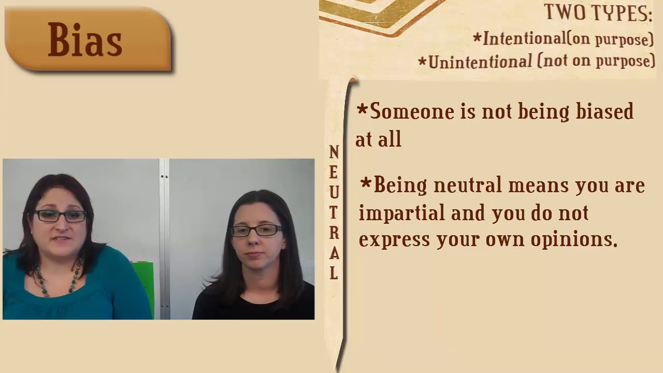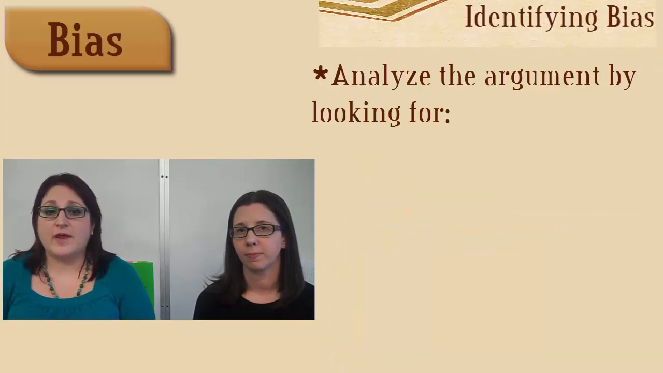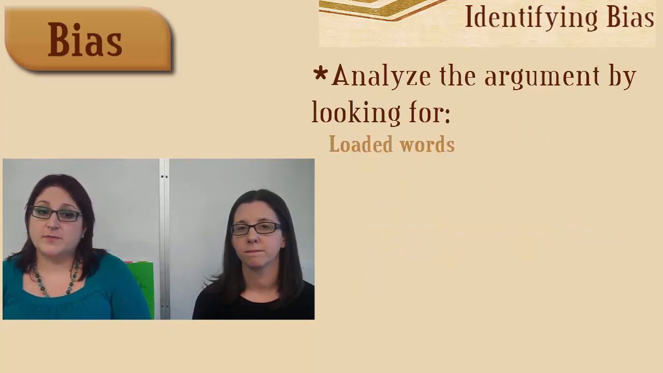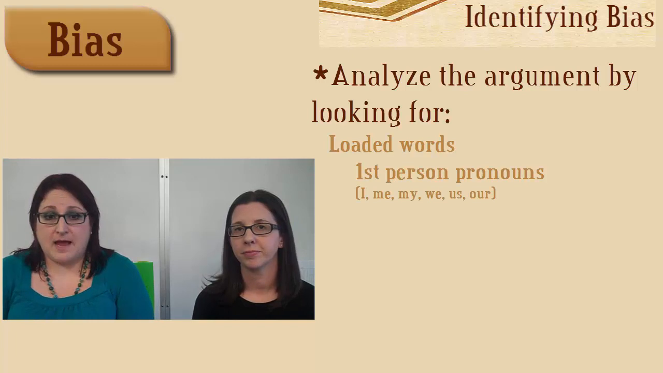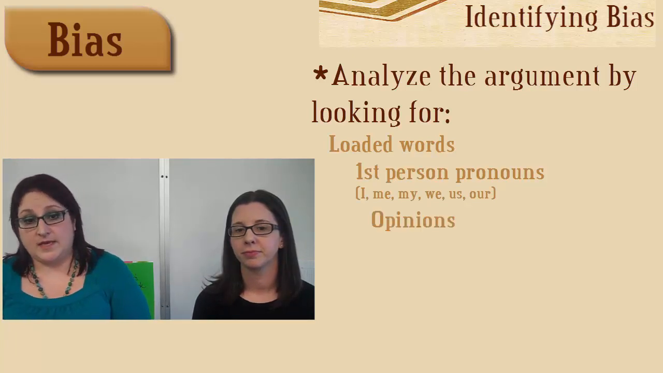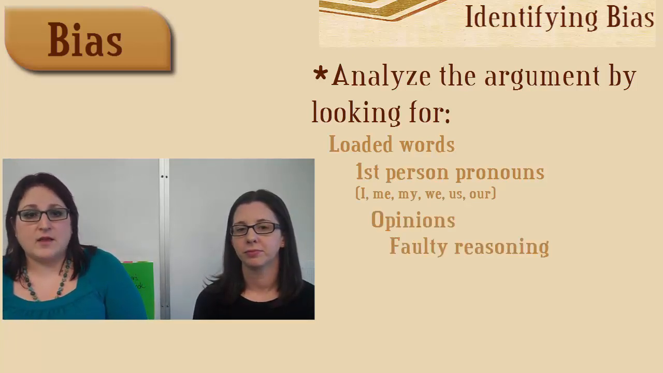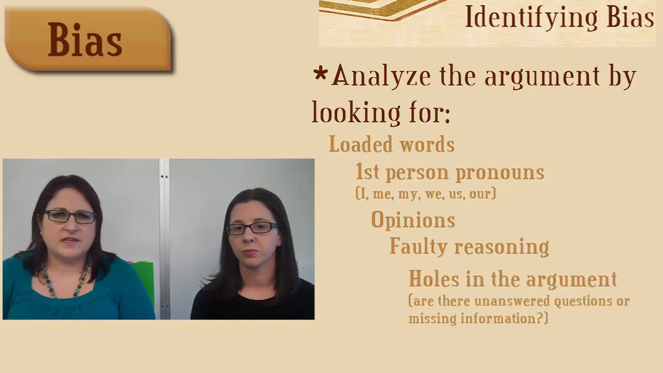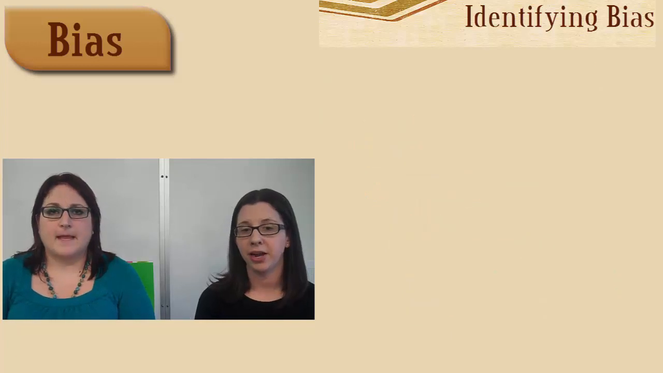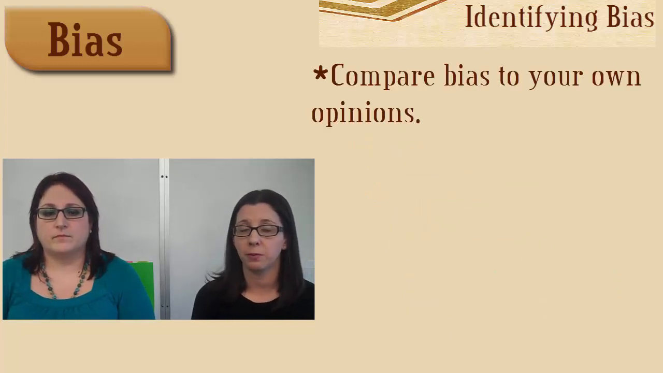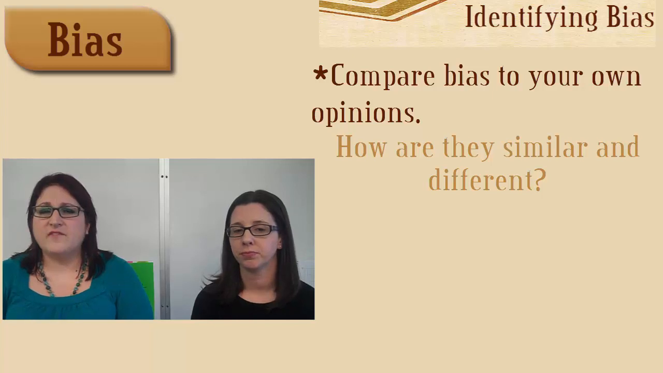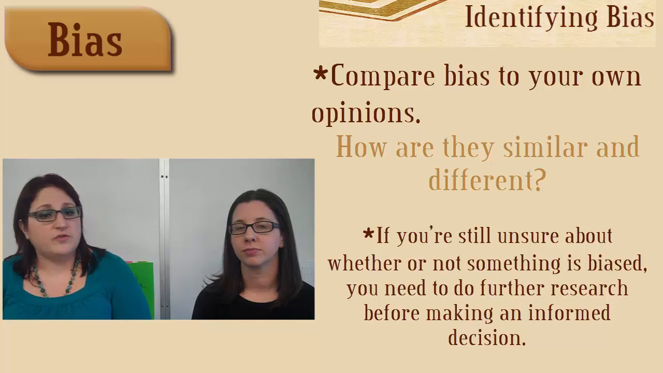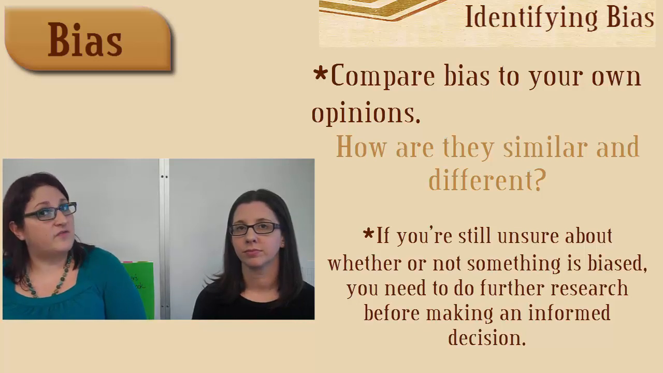So how do we identify bias? Well, first we have to analyze the argument. Look for loaded words, first-person pronouns like I, me, my, we, us, our, opinions, and faulty reasoning or holes in the argument. Are there unanswered questions or missing information? Next, compare bias to your own opinions. How are they similar? How are they different? If you're still unsure about whether or not something is biased, you need to do further research before making an informed decision.